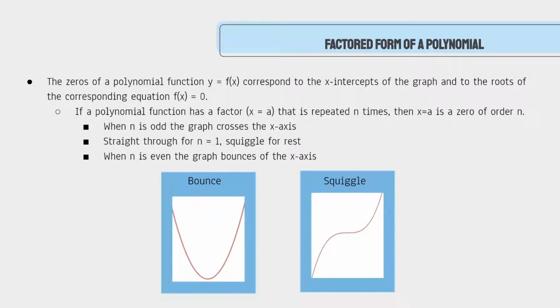When we consider that, when n is odd, the graph crosses the x-axis. However, it goes straight through for n equals 1 and is like a little squiggle for the rest. However, when n is an even number, then the graph just bounces off the x-axis. You can see those two examples here.